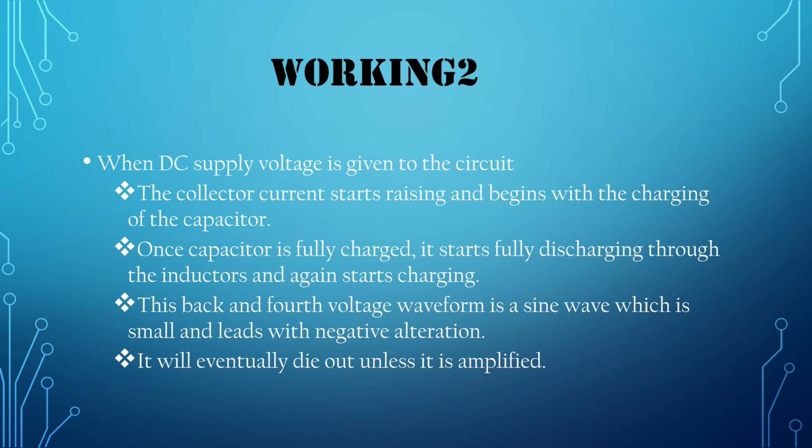So what happens when DC voltage is given to the circuit? The collector current starts rising and begins charging the capacitor. Once the capacitor is fully charged, it starts discharging through the inductor and again starts charging. This back and forth voltage waveform is a sine wave which is very small and leads with negative alternation. This will eventually die out unless it is amplified.